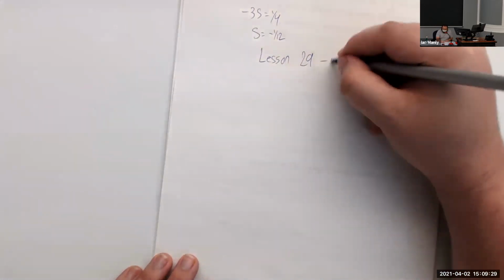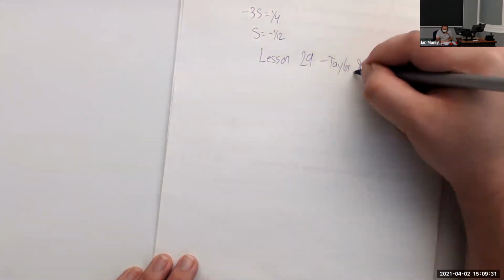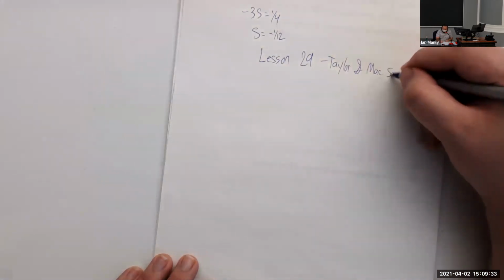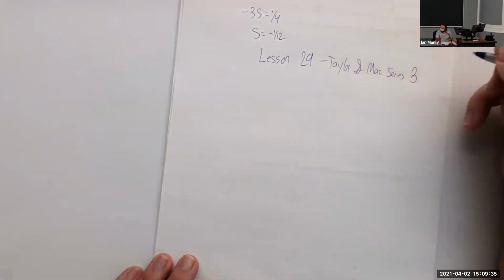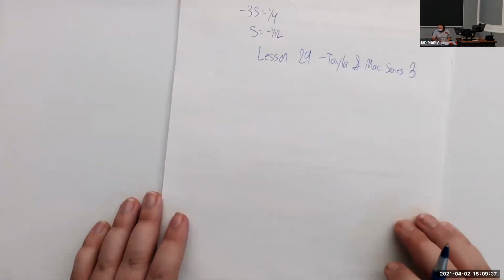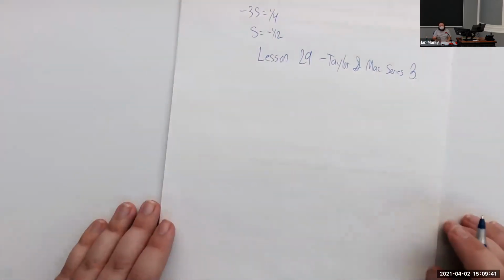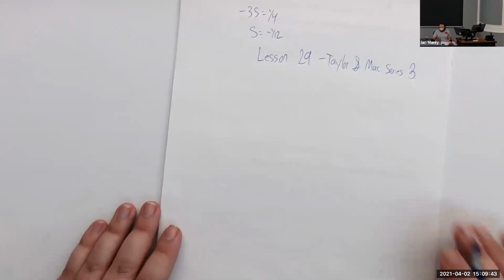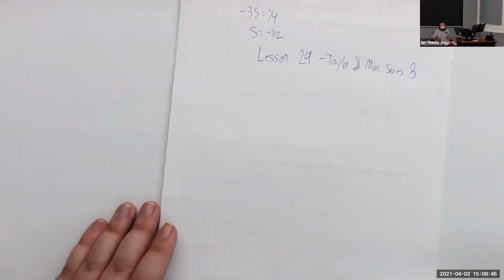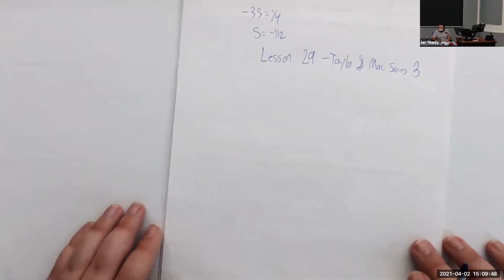Lesson 29. Taylor and Maclaurin series 3. All right, so what we're going to do are two kind of interesting applications of series, one of which is going to help us compute limits, and then the other one is going to help us compute derivatives.